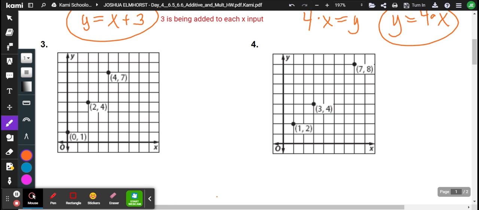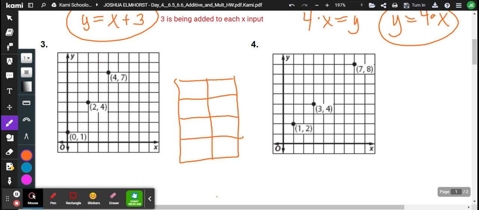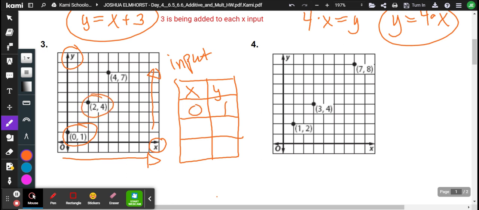Continuing on to number 3, you draw a quick input-output table with x on the left, y on the right. So go ahead and draw that on your sheets of paper. If you want to label the top input and output, first we're going to look at x, and then we're going to look up at y. So the first point is 0, 1. Then we have 2, 4. And then we have 4, 7.